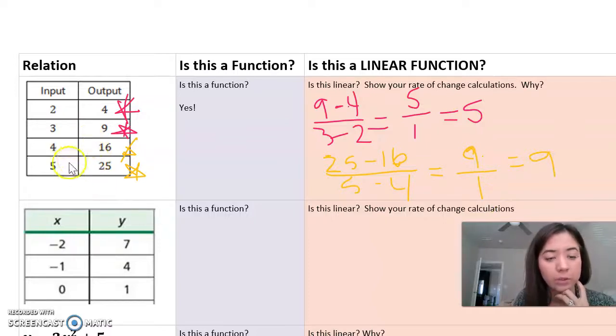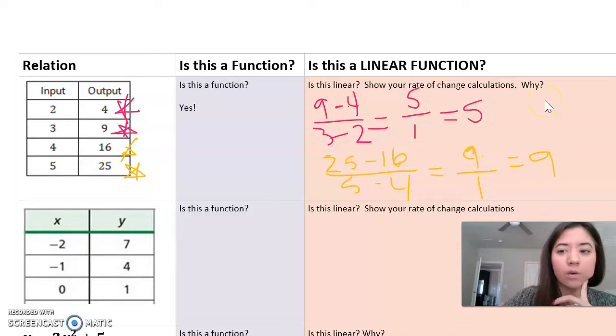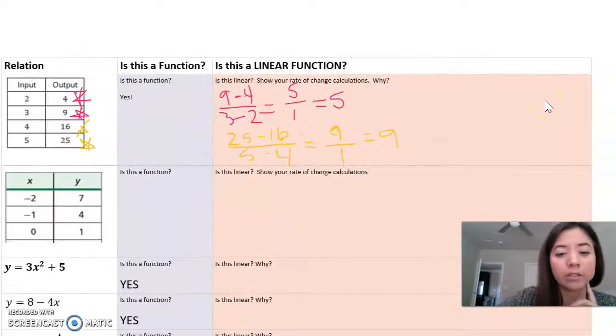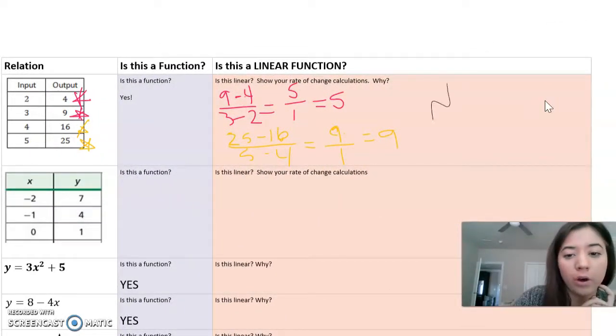And then between 4 and 5, 25 minus 16, 5 minus 4, and we get 9 over 1, which is 9. So would this one be linear, yes or no? And our answer here would be no.